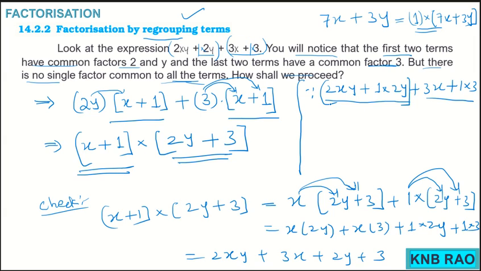So what is the factorization of the given algebraic expression, children? The given algebraic expression 2xy plus 2y plus 3x plus 3, its factorization is the binomial x plus 1 multiplied by another binomial 2y plus 3. So, this is regrouping terms. We are regrouping the term 2xy with 2y and 3x with 3, or else we can even regroup the term 2xy with 3x and 2y with 3 also. This is also another way of regrouping.